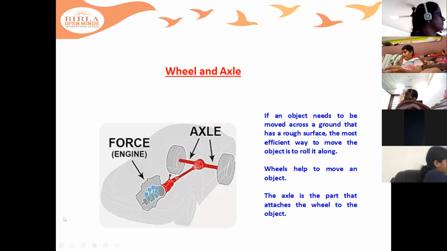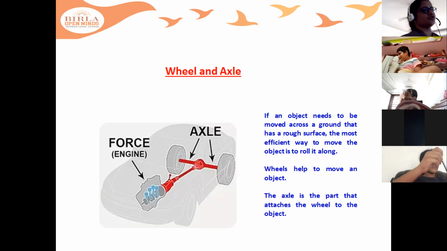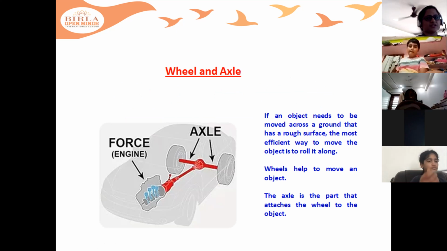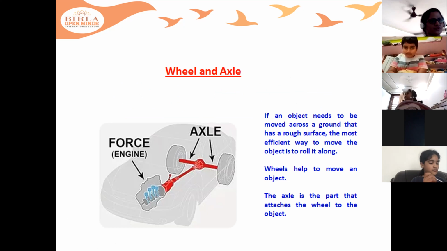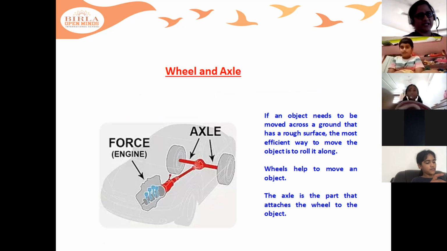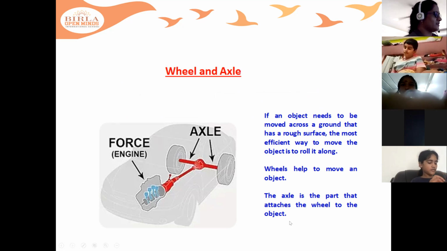Another example of it is a doorknob. A doorknob is rotated to open the door. Do you use a doorknob to open the door? Some doors use a doorknob. You unlock the door and open it. So this doorknob also works on the same principle of wheel and axle. Let us have a look at a few simple machines.